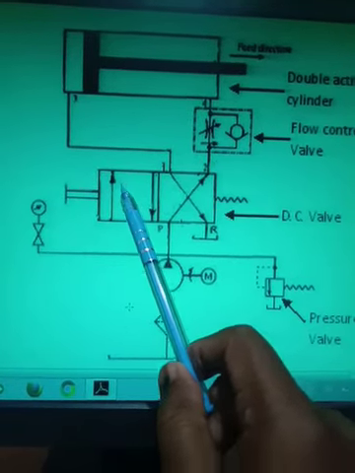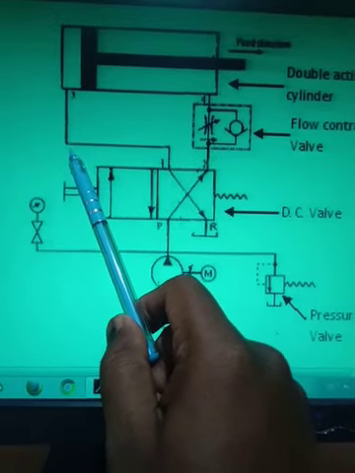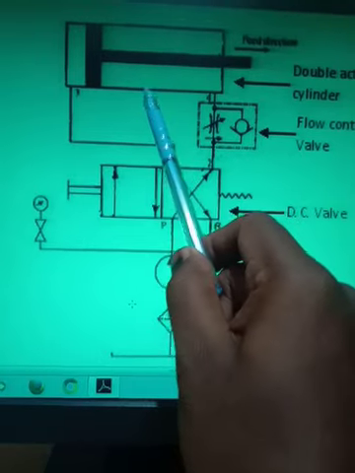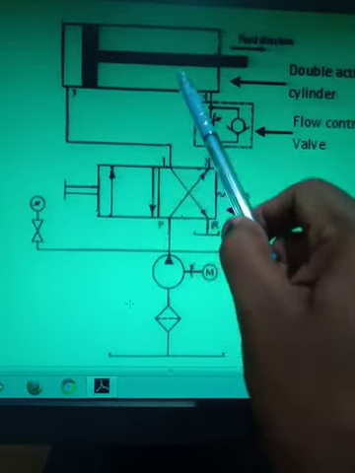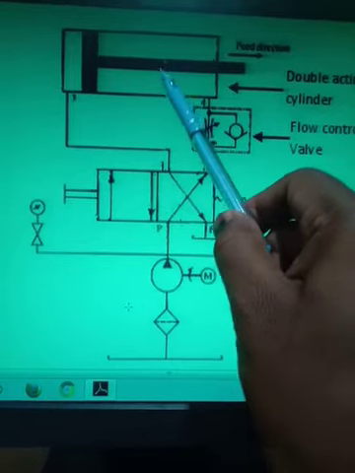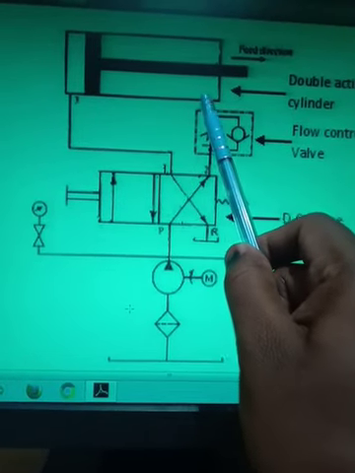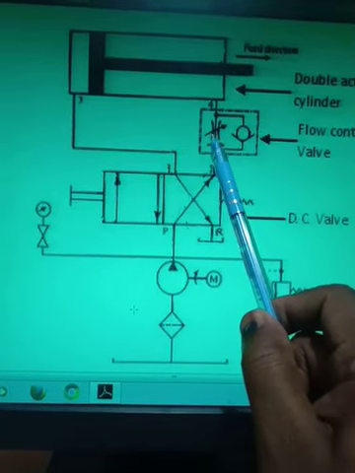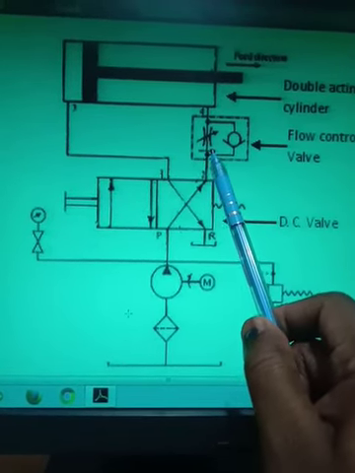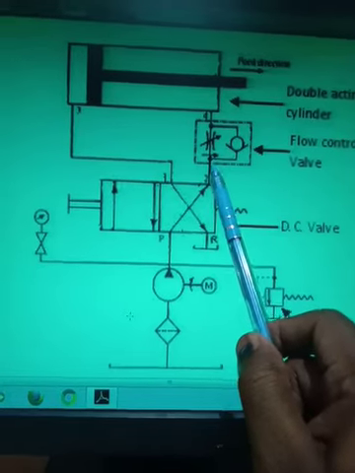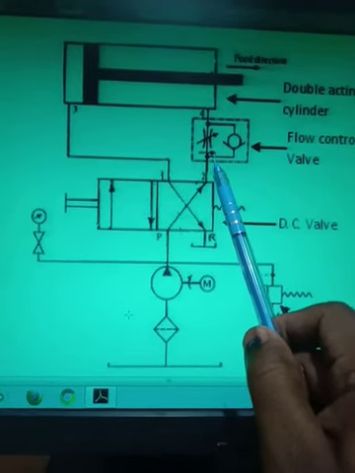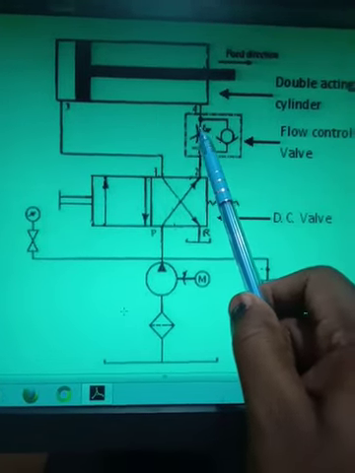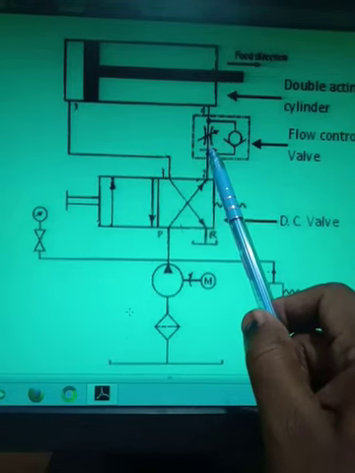Now what happens when the pump is connected to the A end? As I already mentioned, the oil will flow from this end and the piston will start moving in the forward direction, but there will be some amount of oil here already from the previous stroke. That oil will now start flowing through the flow control valve, and as this flow control valve is adjusted, it is not 100% open. You know that we will not always keep the flow control valve 100% open. We will reduce it, like 90%, 80%, 70%. So suppose I now set this flow control valve at 70%.